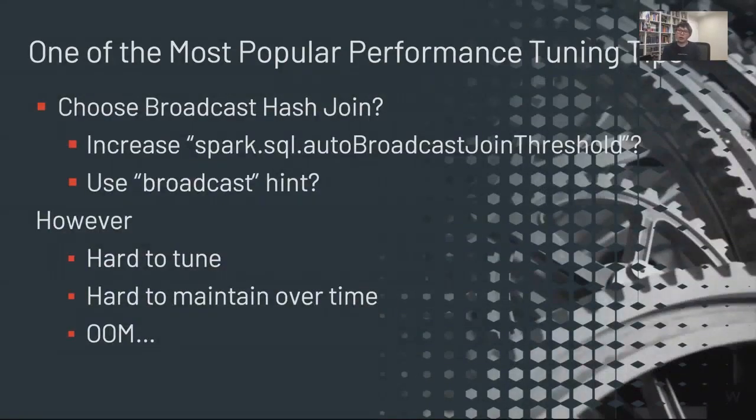Maybe most of you already learned many performance tuning tips. For example, to make your join faster, you might guide your optimizer to choose a broadcast hash join instead of a sort merge join. You can increase the threshold spark.sql.autoBroadcastJoinThreshold, or use a broadcast hash join hint. However, it is hard to tune. You might hit out of memory and even get the worst performance. Even if it works now, it is hard to maintain over time because it is sensitive to your data workloads.